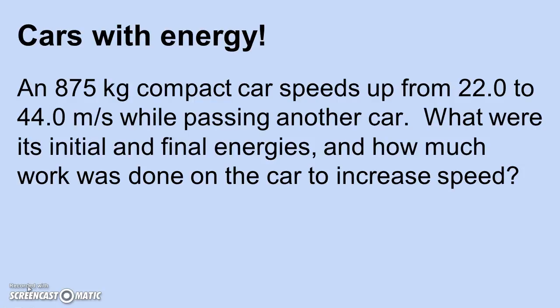In our first example problem, which we will work together in class, an 870 kilogram compact car speeds up from 22 to 44 meters per second while passing another car. What were its initial and final energies, and how much work was done on the car to increase the speed?